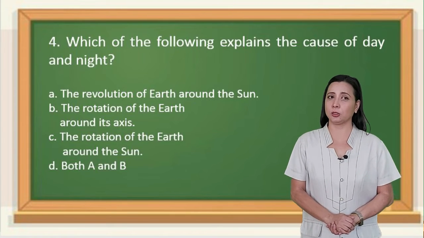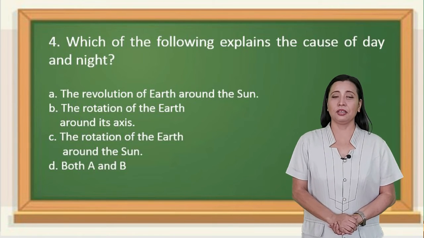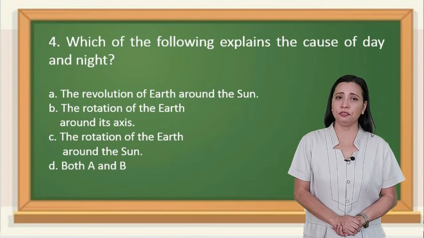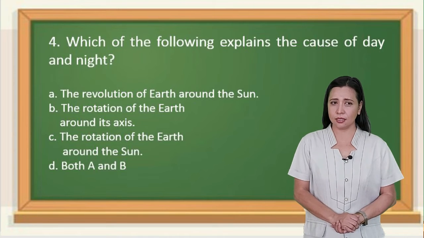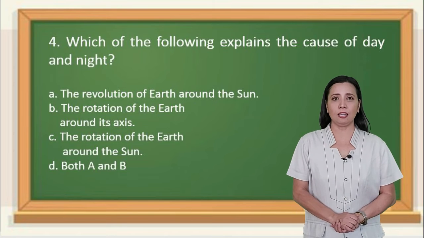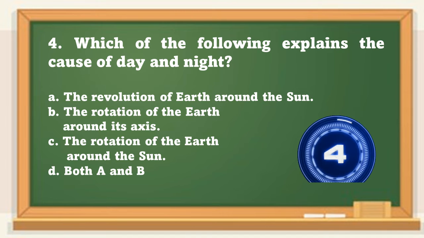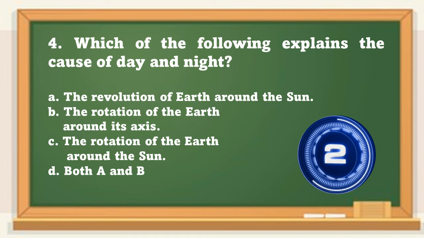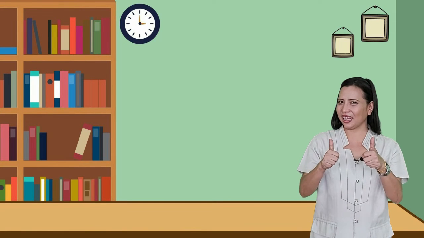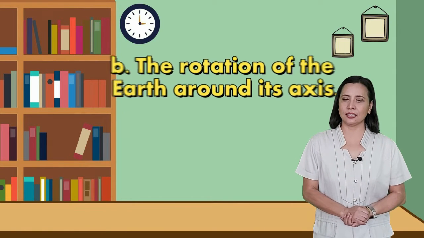4. Which of the following explains the cause of day and night? A. The revolution of the Earth around the Sun. B. The rotation of the Earth around its axis. C. The rotation of the Earth around the Sun. D. Both A and B. You've got it right again. B. The rotation of the Earth around its axis.